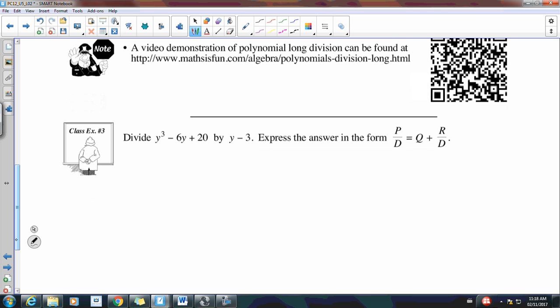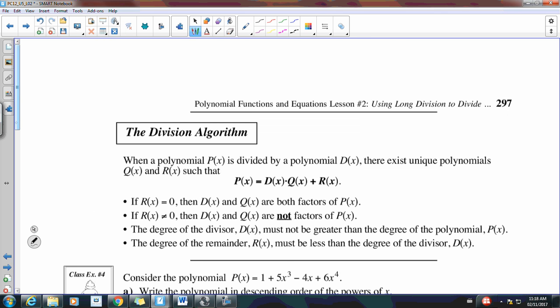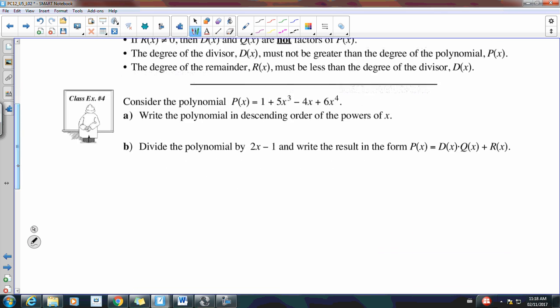Okay, example 3 is the one we did on our blue sheet, so we're going to skip that one. We're going to go to example 4. Consider the polynomial p of x equals 1 plus 5x cubed minus 4x plus 6x to the 4. First thing is write the polynomial in descending orders of powers of x. It's important we do this whether you're doing long division or synthetic division. We always need to look at it with the highest degree term first. So we could write it out like that. Now we're going to divide it by 2x minus 1.